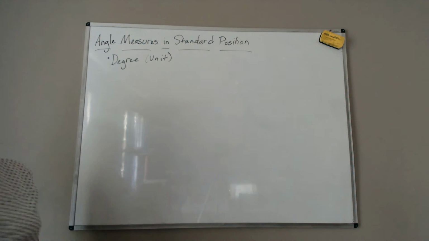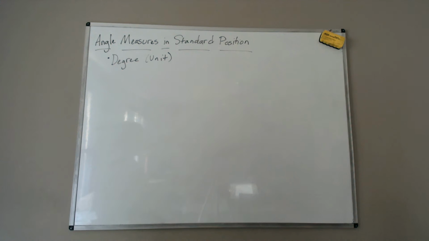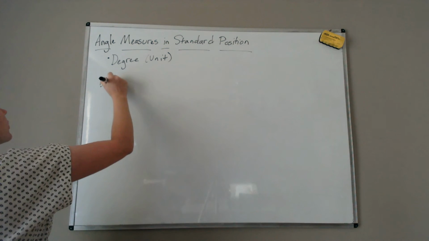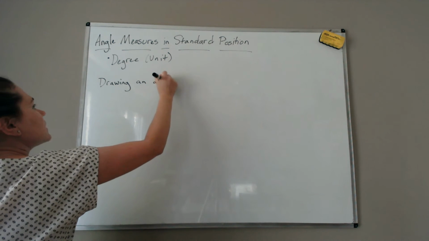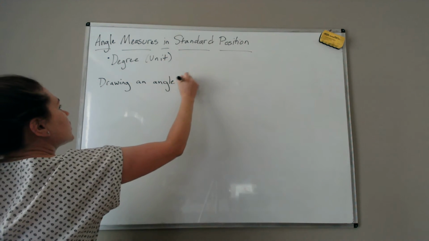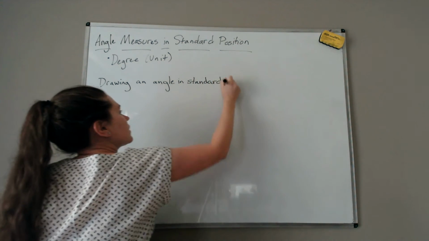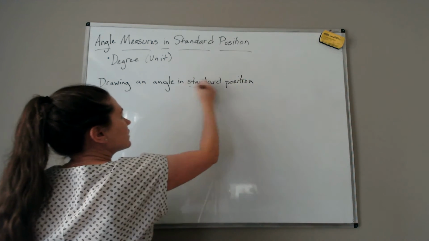So we're going to get into drawing angles in standard position. We have to figure out first what it means to draw an angle in standard position. So that's the first thing we're going to go over. Drawing an angle in standard position. Standard position is extremely important.